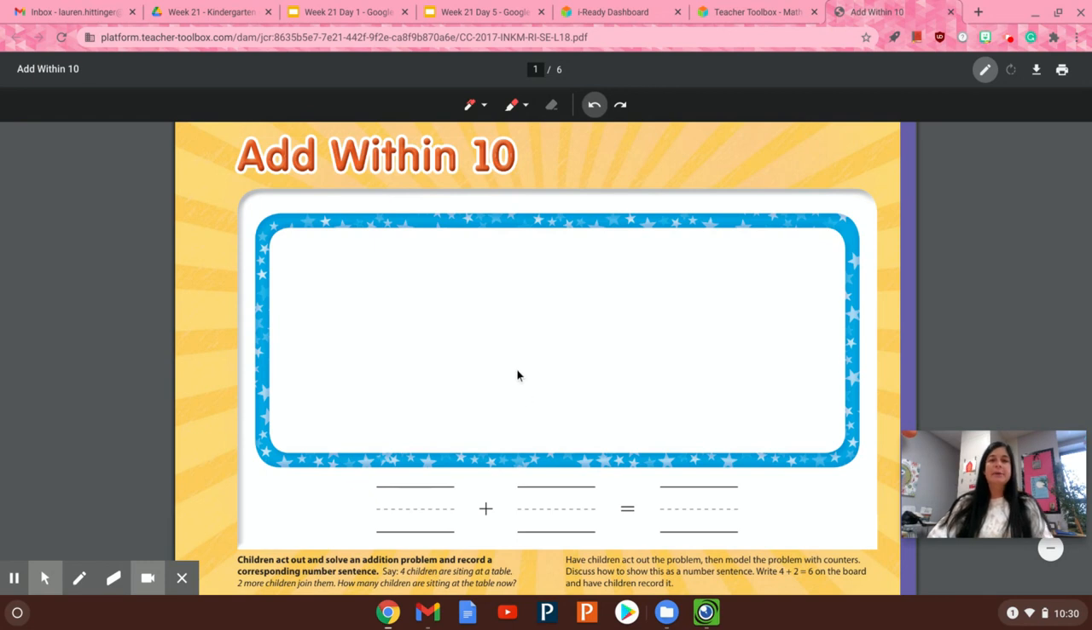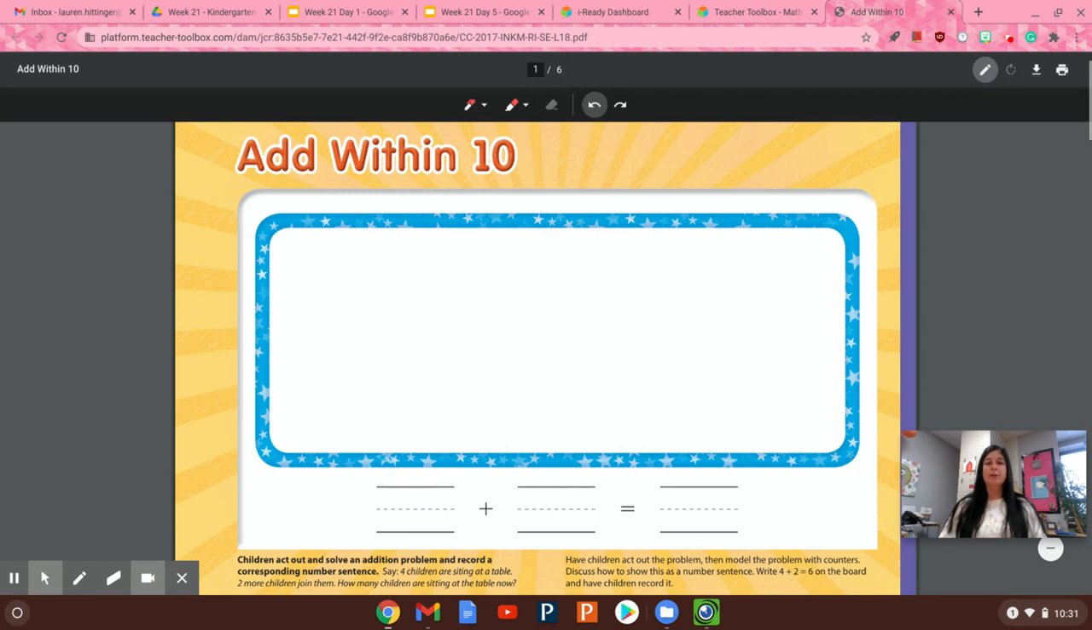I'm going to be giving you a story problem, and we're going to be using some counters. I am using the computer today instead of a hard copy, so hopefully this will work out. So we're going to be adding within 10 on page 103. So we're going to talk about 4 children sitting at a table together. You have 4 children sitting at a table together and 2 more children join them. How many children are sitting at the table now?